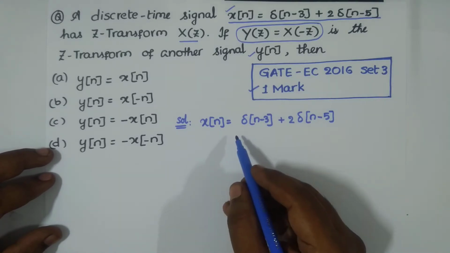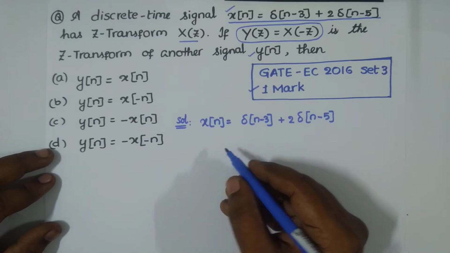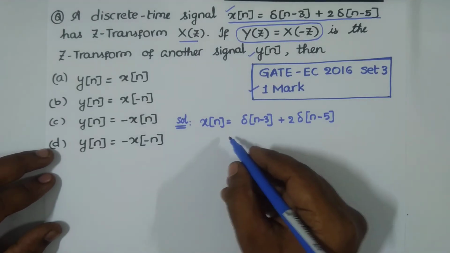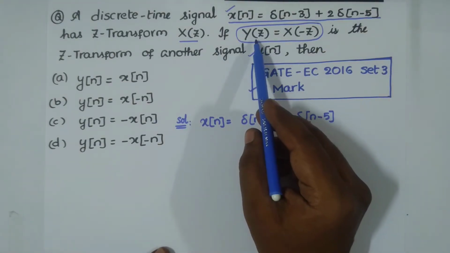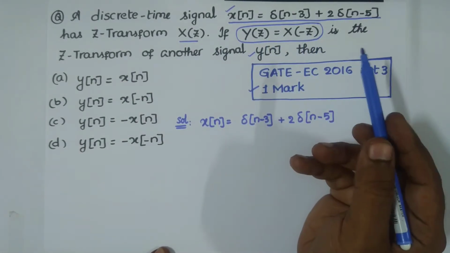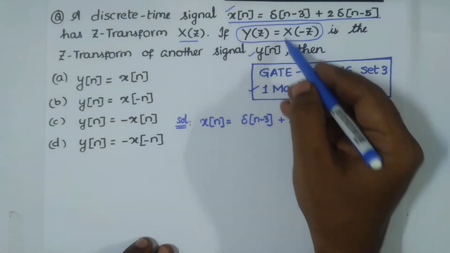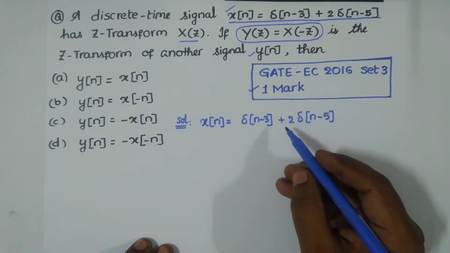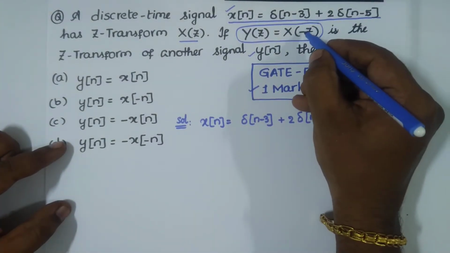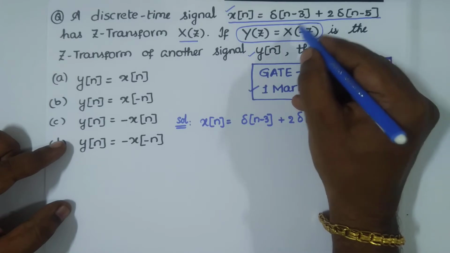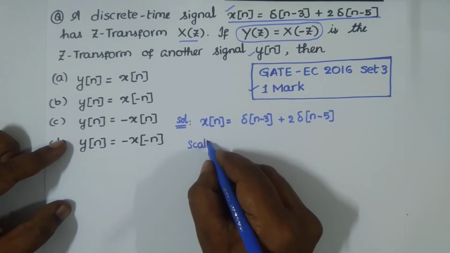So now what can be done? Yes, I can find its X of z directly, but the thing is that he is saying that Y of z is equal to X of minus z. Okay, so first of all we will take care of this X of minus z. How do we get X of minus z? See, X of minus z means something, this quantity got scaled. That means we have to go for the scaling in the z domain property.